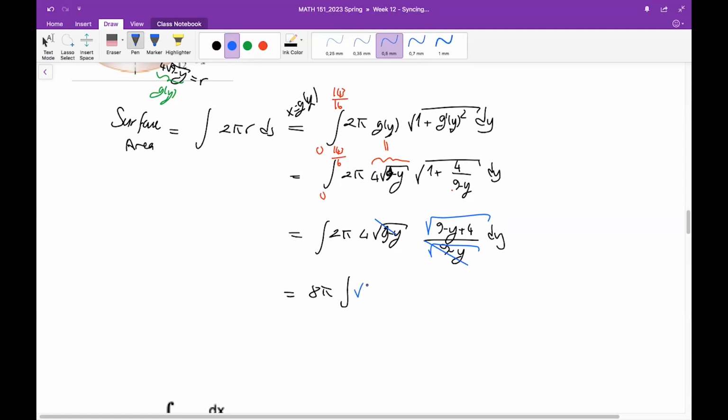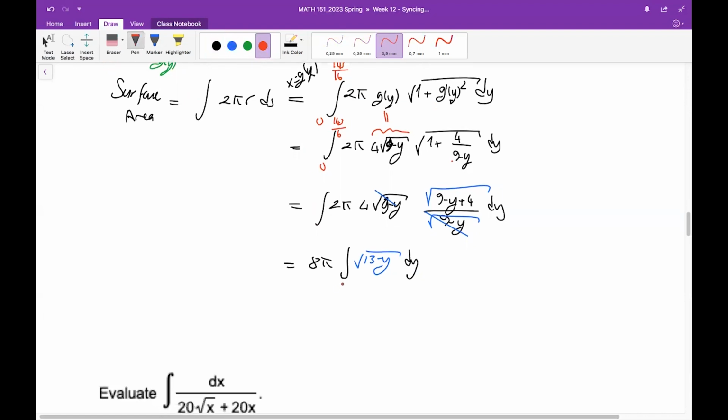Square root of 9 plus 15 y squared, dy. And the boundaries, of course, sorry. Like this. How do you evaluate this integral?